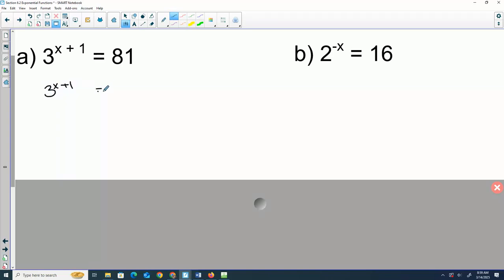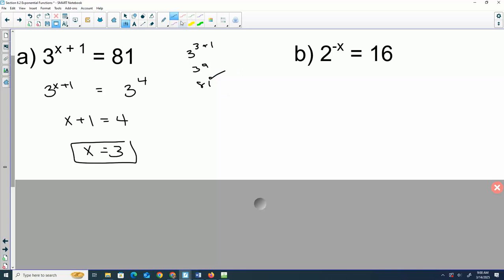but I could say, well, 81 is the same thing as 3 to what power? 4. So 3 to the 4th is equal to 81. I haven't changed my problem, but now I have the same base on each side, which says the exponents have to be equal. X equals 3. And you can always check it just by plugging it into the original. If I put it in 3 to the 3 plus 1 power, I get 3 to the 4th, which is 81, so it should work. These aren't like the radical problems where you get extra answers that don't actually check out. If your math is correct, these answers should work.